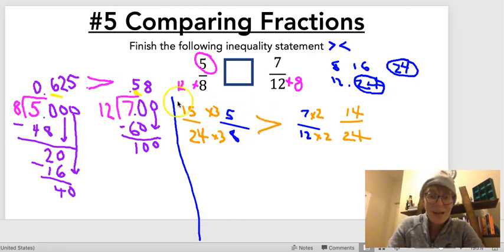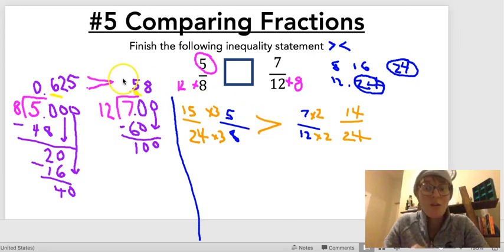So you can see we got the same answer on both problems, and the reason we got the same answer is because we did our work carefully. So I know that 5/8 is greater than 7/12.